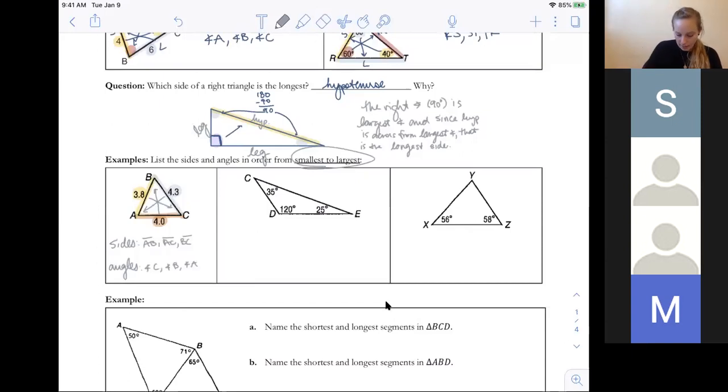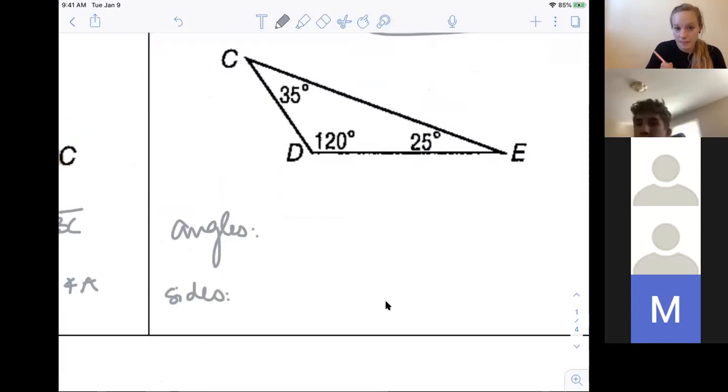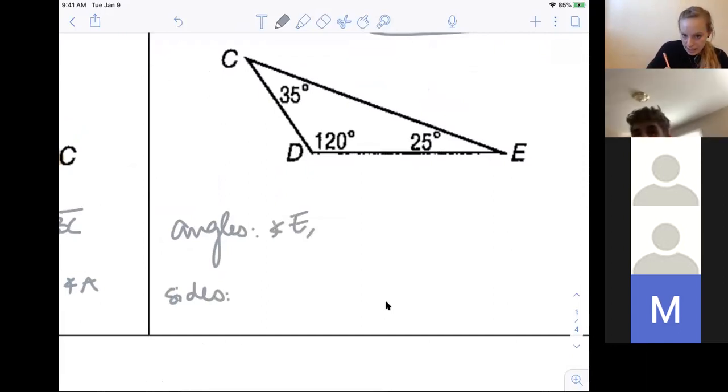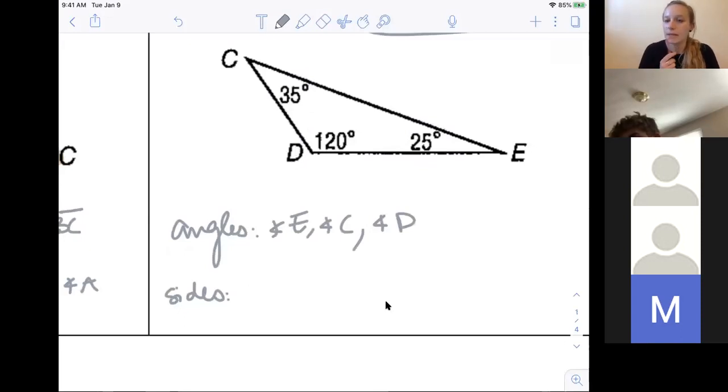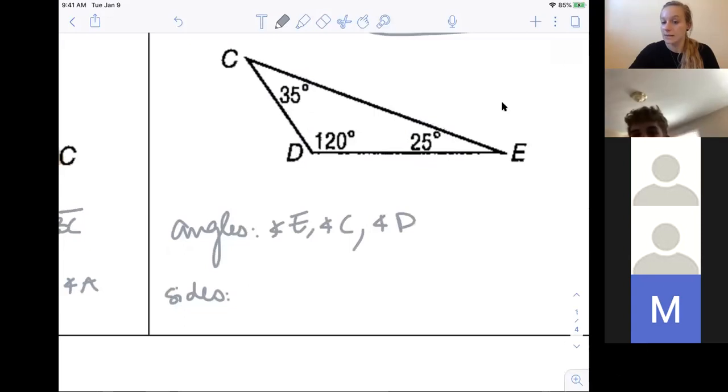All right, I need help on the middle one. Let's do angles first here. Who's going to help me with angles? Angle E, angle C, and then angle D. E as an elephant, angle C as in cat, and then angle D as in dog. Very good, Griffin. He knew 25 was smallest, then 35, then 120. Okay, someone taking off from what Griffin said, what are my sides? What's the smallest side? What's the medium? Who can help me? Is it side CD, side DE, and then side CE?